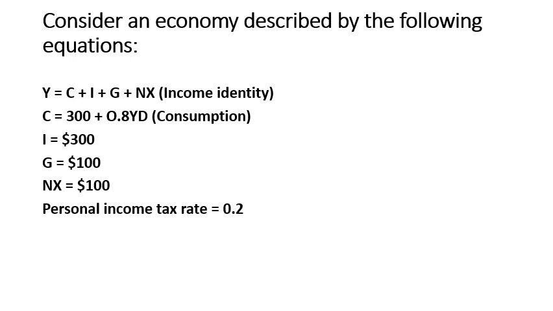Once again, this economy of ours. Notice we've gone back to red. We've gone back to government spending 100 and the personal income tax rate of 2. Okay, so the multiplier. Here's the question.